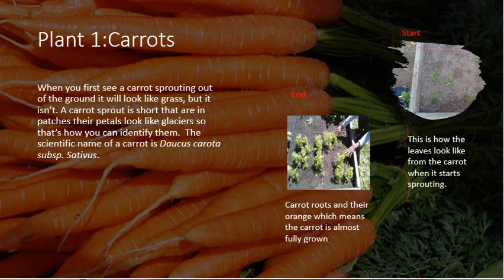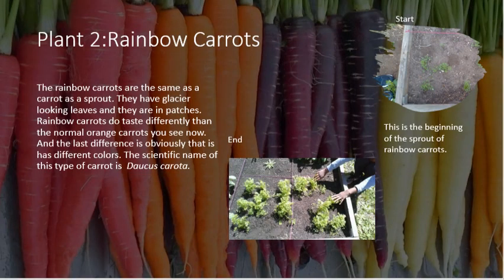Plant 2. Rainbow carrots. The rainbow carrots are the same as a carrot sprout. They have feathery-looking leaves and there are patches. Rainbow carrots do taste differently than the normal orange carrots you see now. And the last difference is obviously that they have different colors. Here are some pictures of what our garden looks like. The start. This is the beginning of the sprout of the rainbow carrots.